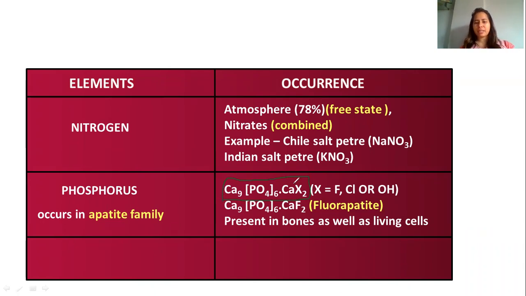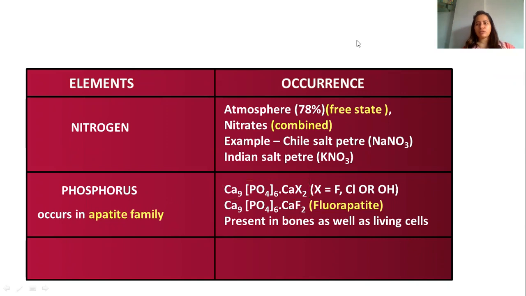So instead of X, if I use fluorine, we call it fluorapatite. This is the formula for apatite. If you write F, fluorapatite. If you write OH, it becomes hydroxyapatite. So here the formula is Ca9(PO4)6·CaX2. Phosphorus is mostly present as fluorapatite, that is in your bones and teeth also. So teeth and bones as living cells.